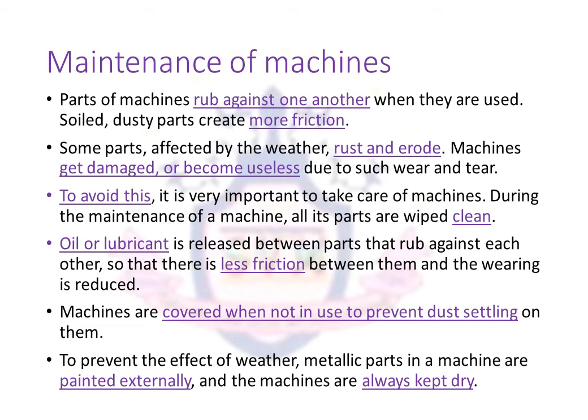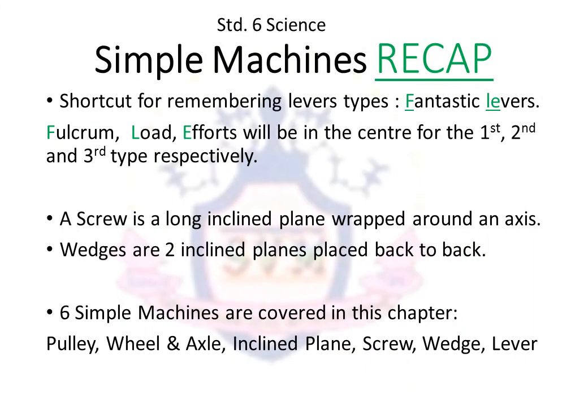To prevent the effect of weather, metallic parts in a machine are painted externally and the machines are always kept dry. This increases the life expectancy of the machines. And these are a few ways that machines can be maintained.